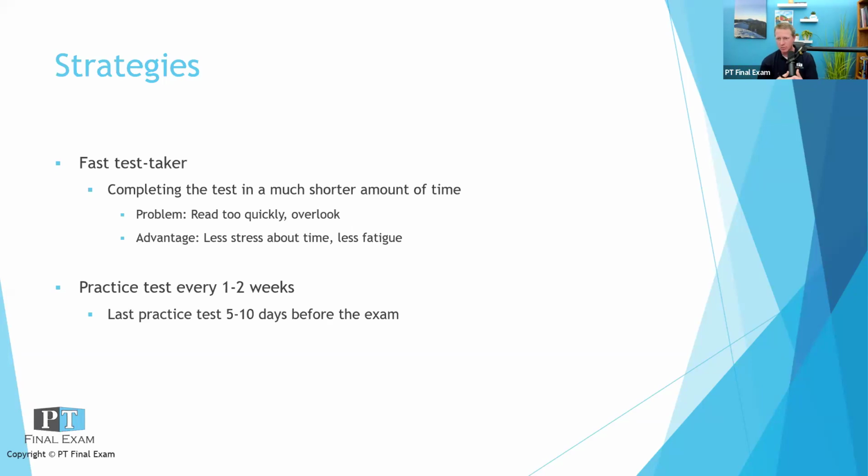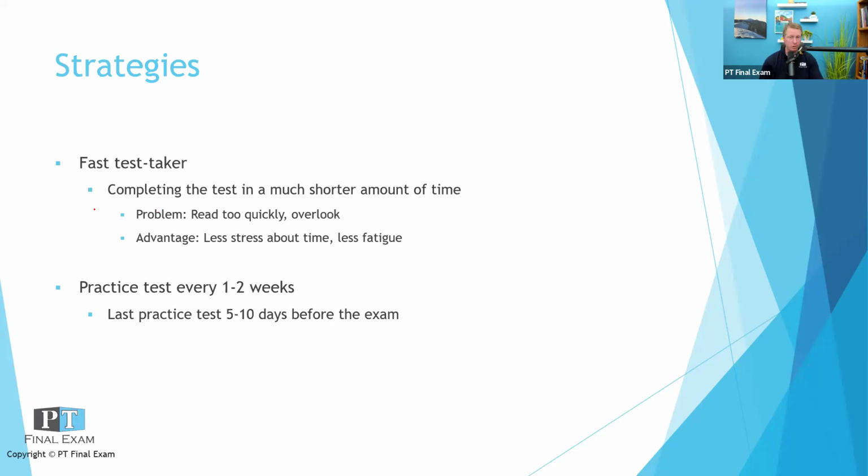So my suggestion to you is don't reinvent your rhythm. If you're a fast test taker, great. Stick with your rhythm. The only caution here is don't go so fast that you're careless. And chances are you've already done that like a million times through PT school. But just advice there, don't go so quickly that you're being careless or overlooking things.